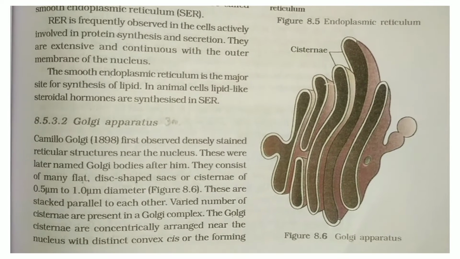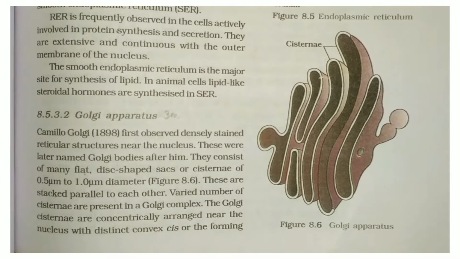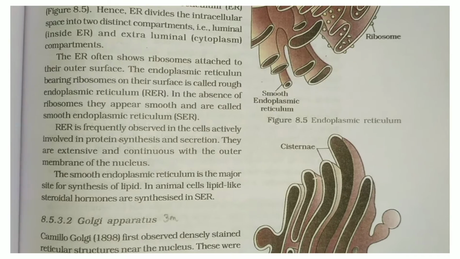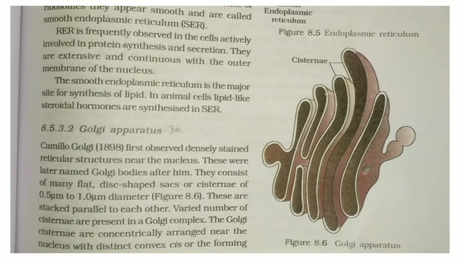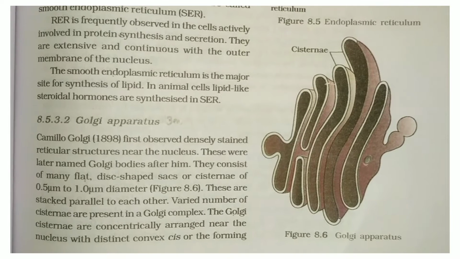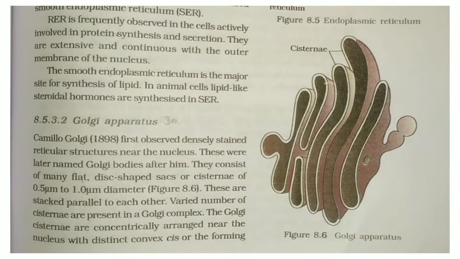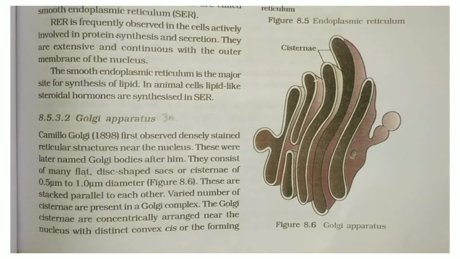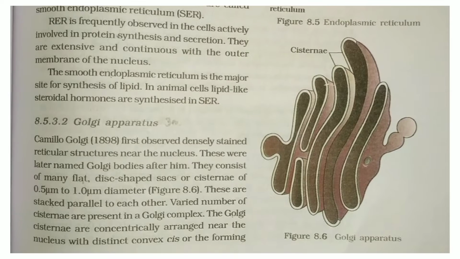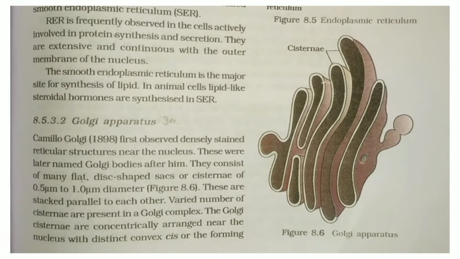Now let us study about Golgi apparatus in detail. Golgi apparatus was first observed by Camillo Golgi in 1898. They appear to be stained reticular structures near the nucleus. They were later named as Golgi bodies. These bodies consist of many flat disc-shaped sacs or cisternae. These were arranged or stacked parallel to each other.